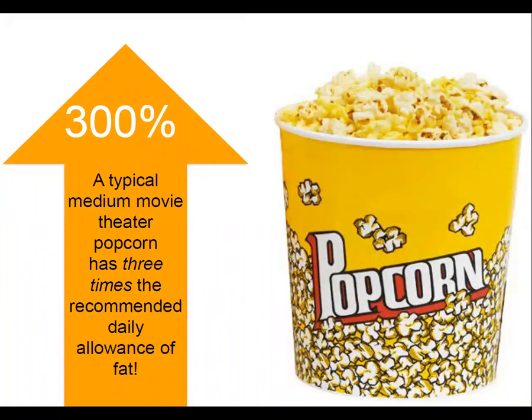Another way that we can show data is through this way. This is kind of a pictorial way. It's used commonly a lot in infographics. And it's showing an increase, the 300%. The arrow's going up. It's quite large.